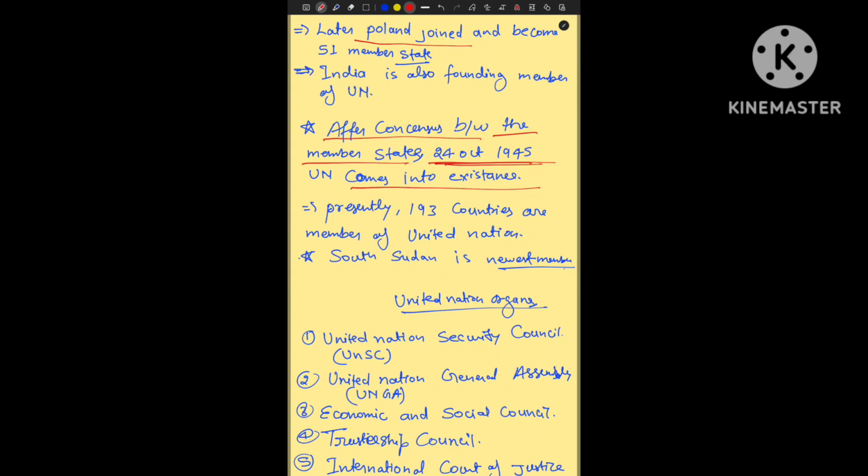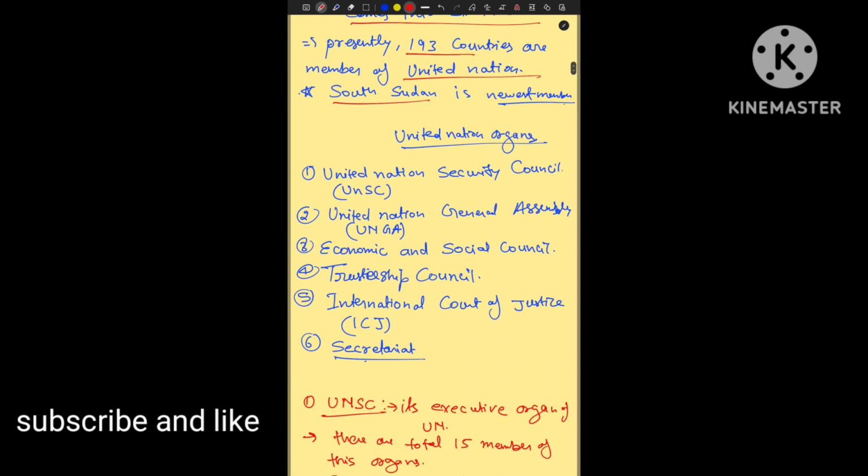Presently there are 193 countries which are members of the United Nations, and the newest one is South Sudan. When Sudan was divided into Sudan and South Sudan, South Sudan became the newest member of this organization. There are a few important things related to the United Nations.